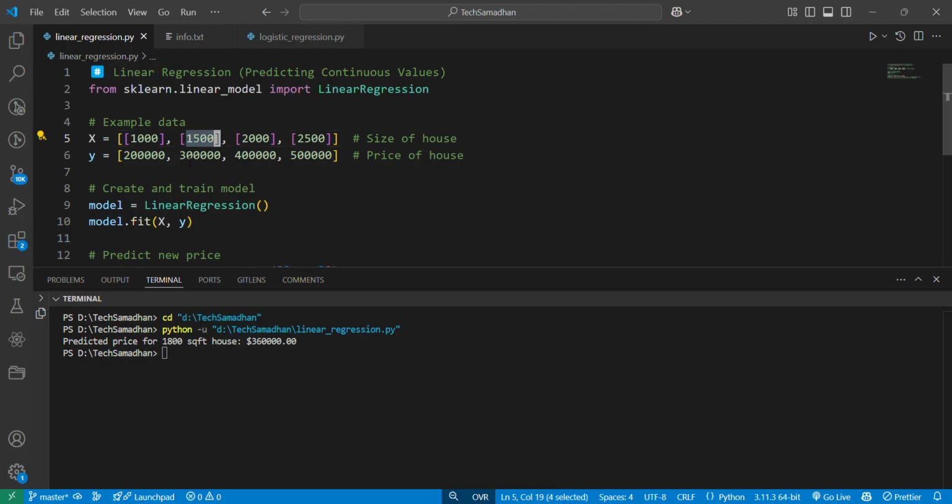Like for 1500 it is 30,000, 2000 it is 40,000. So 1800 would definitely lie in between this. So it predicted nearby, and we have just minimized that distance between predicted and original value. So linear regression is for continuous variable.